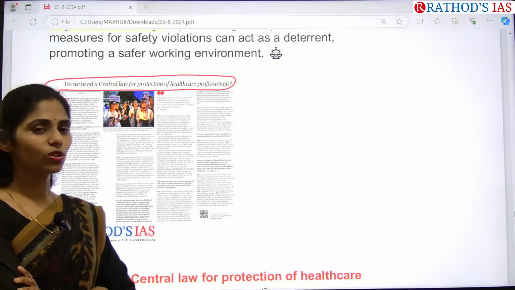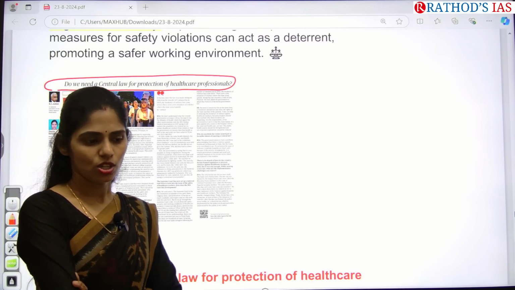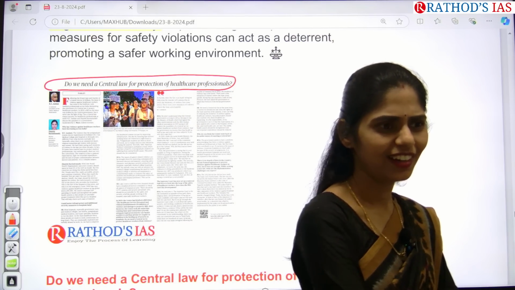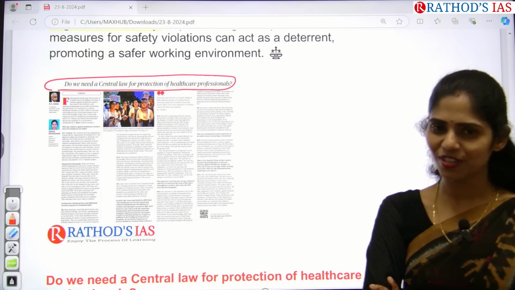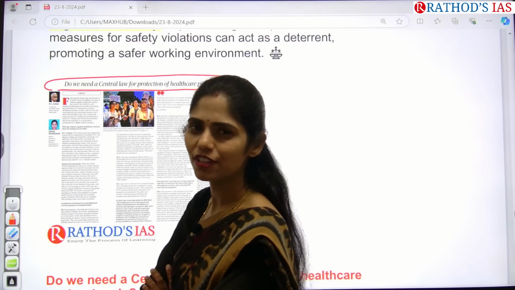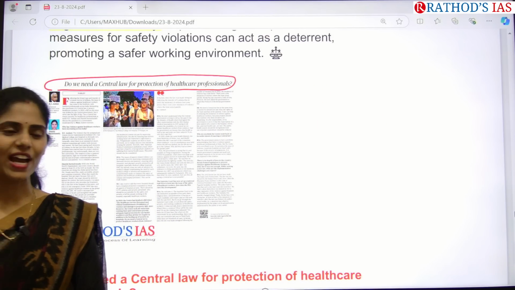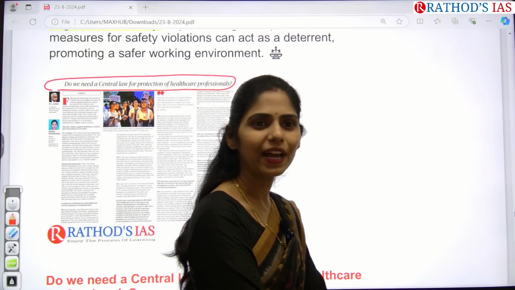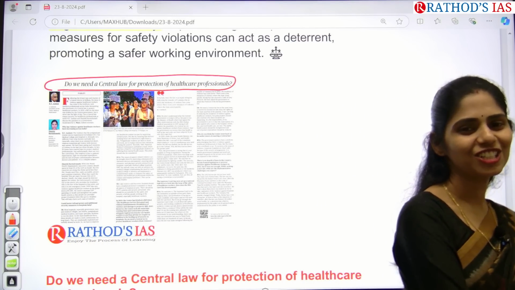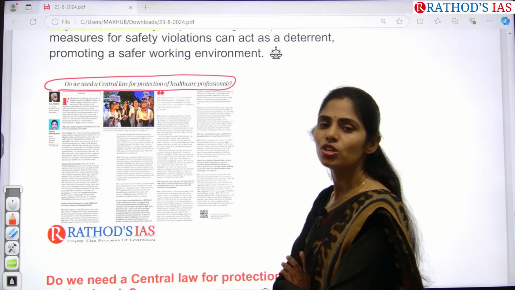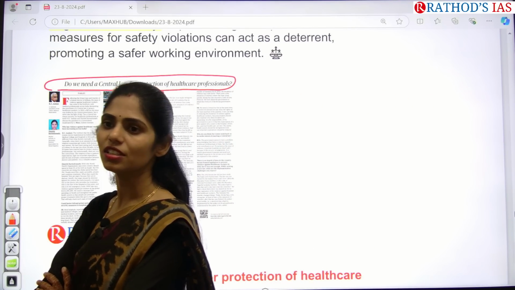Even in Kolkata, this incident happened, right? Where is Kolkata located, in which state? West Bengal. So who is the Chief Minister of West Bengal? Actually, she wrote a letter to the Prime Minister that we need to come up with a central law to prevent this kind of incident in the future.